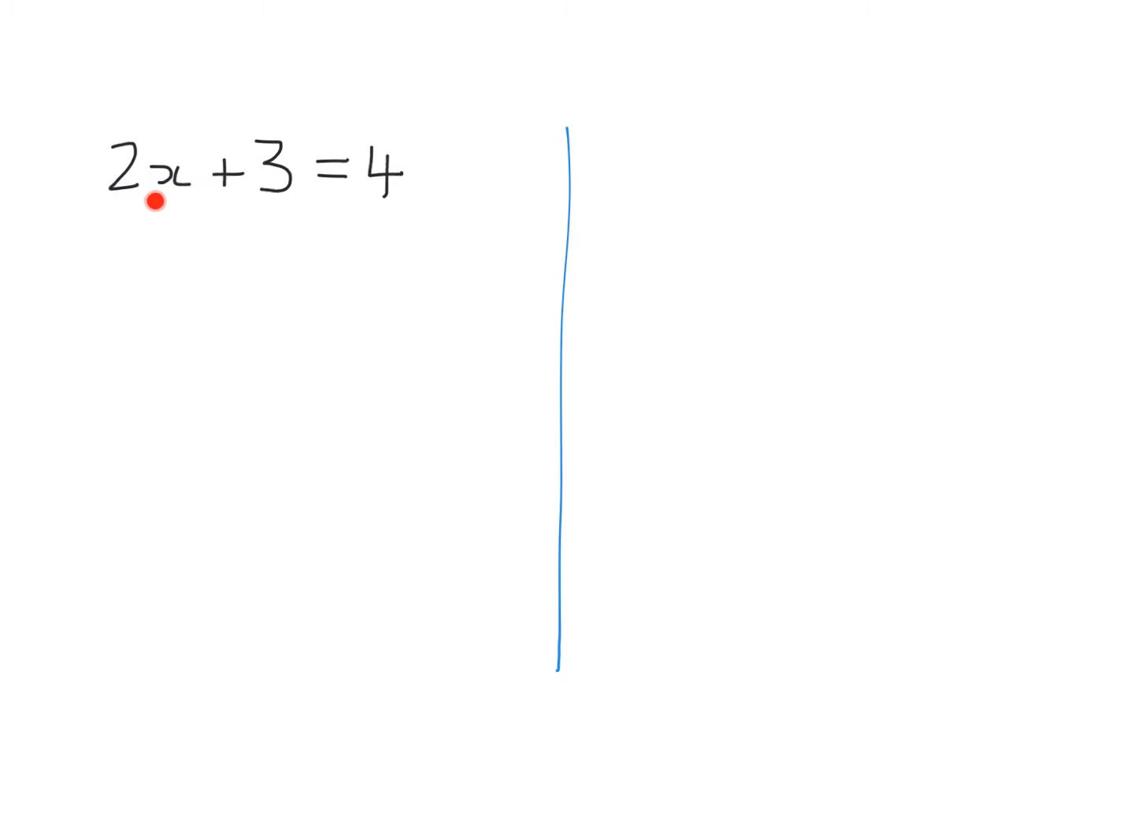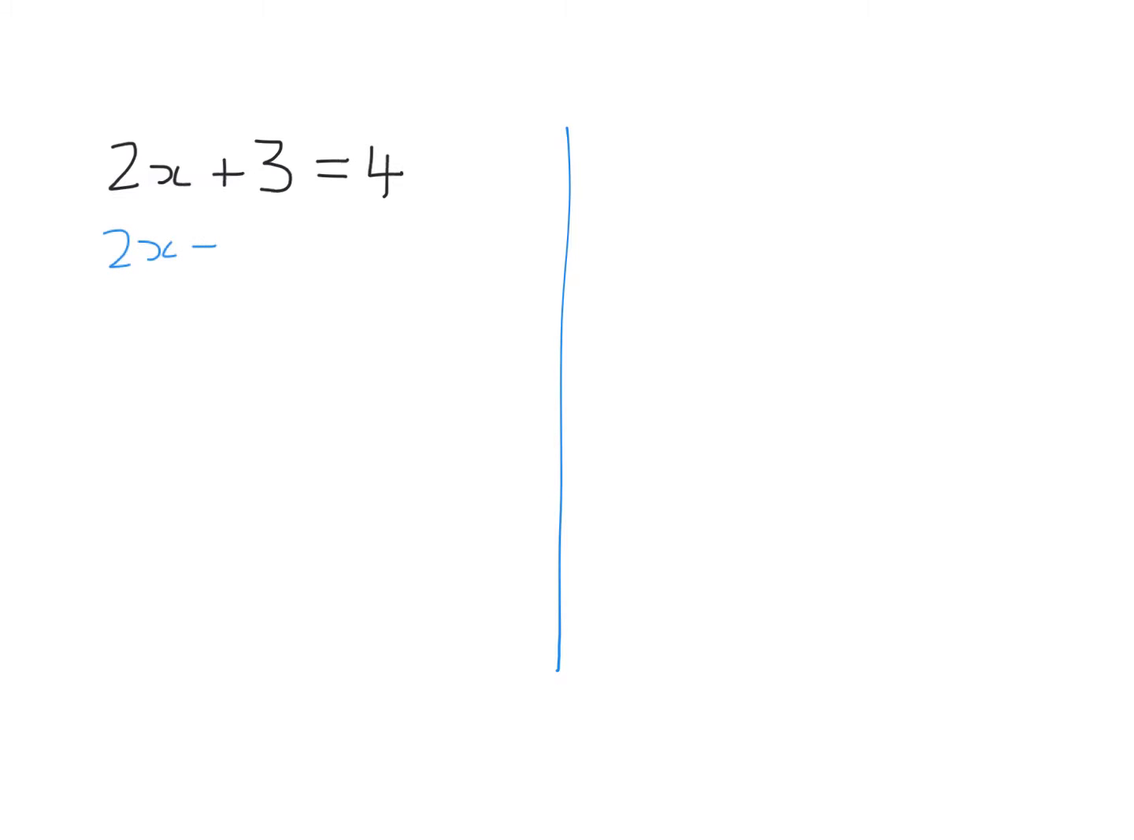Alright, let's see if we can solve this equation: 2x plus 3 equals 4. The first thing we need to realize is that we need to keep our x on the one side so that we can solve for x. Therefore we need to remove this plus 3. The inverse operation of a plus is a minus. So we can write it as follows.